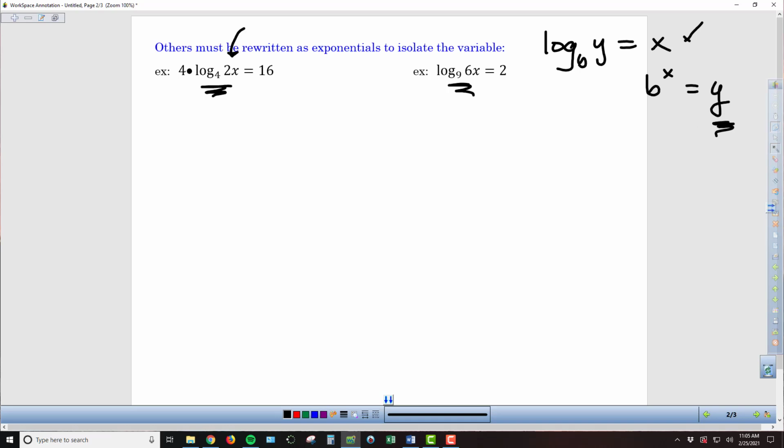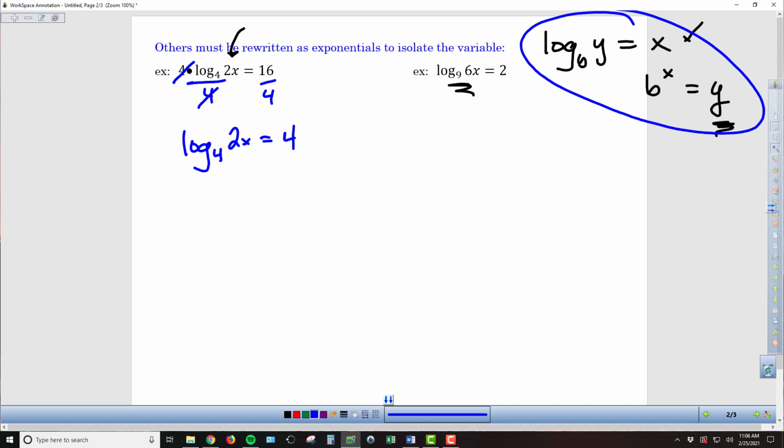But before we can do any of this rewriting, we have to isolate the logarithm. So in this case, I have this 4 that's multiplying the log, so I'm going to have to divide both sides of this equation by 4. So that'll eliminate this 4 out front, and so that gives us log base 4 of 2x equals 16 divided by 4 is 4.